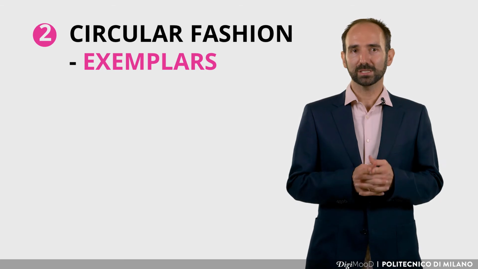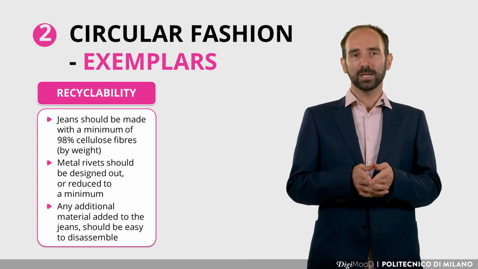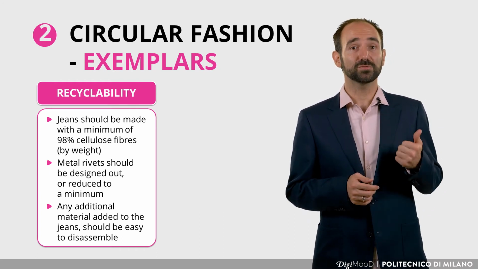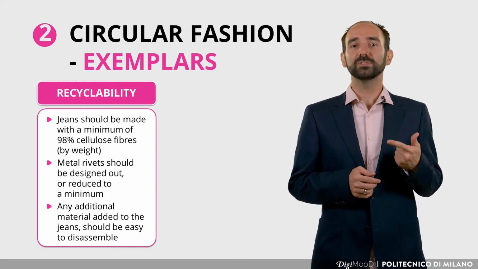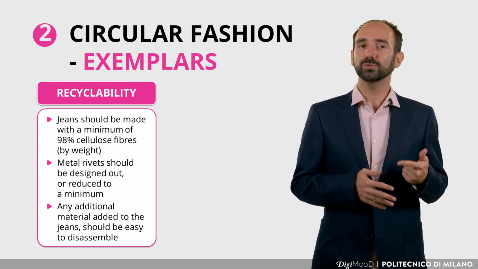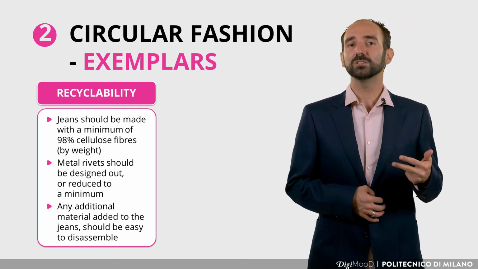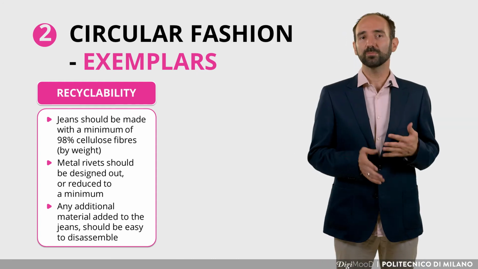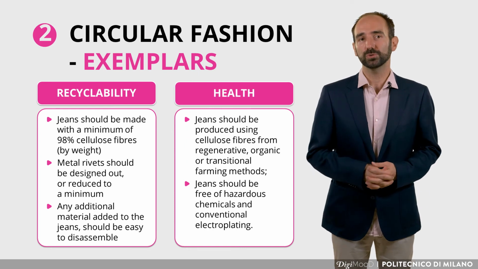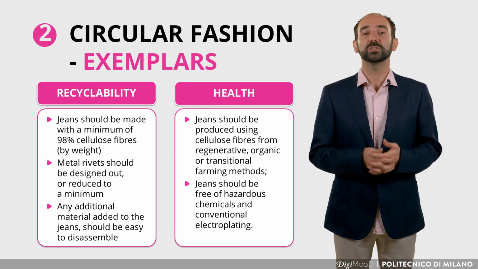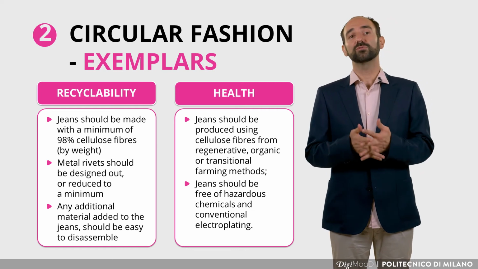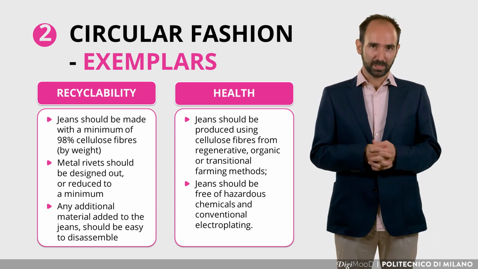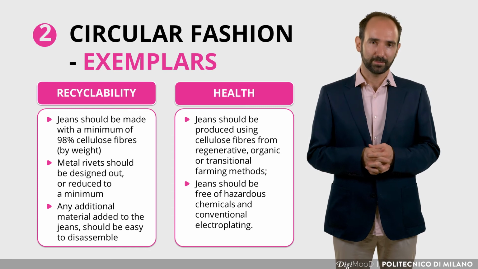Specifically, the report states that in terms of recyclability, jeans should be made with a minimum of 98% cellulose fibers by weight. Metal rivets should be designed out or reduced to a minimum. Any additional material added to the jeans should be easy to disassemble. In terms of material health, jeans should be produced using cellulose fibers from regenerative, organic, or transitional farming methods. Jeans should be free of hazardous chemicals and conventional electroplating.